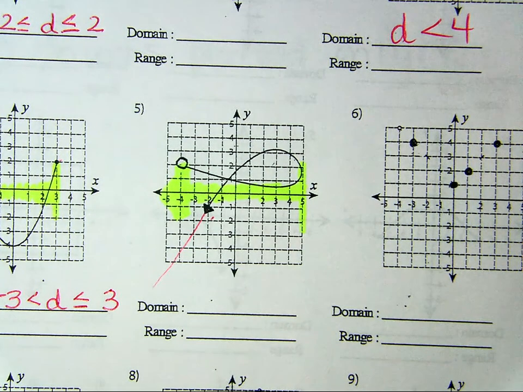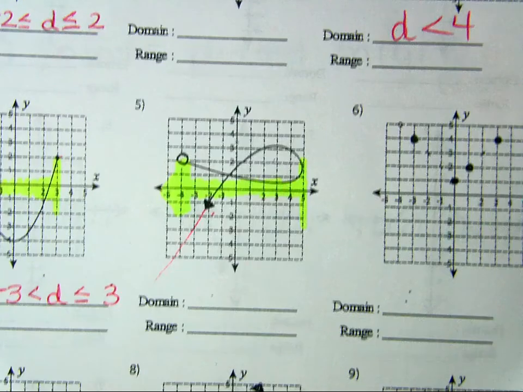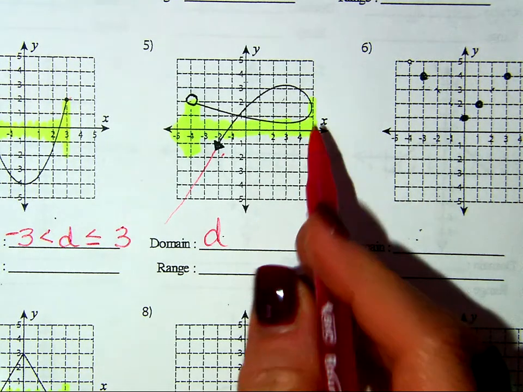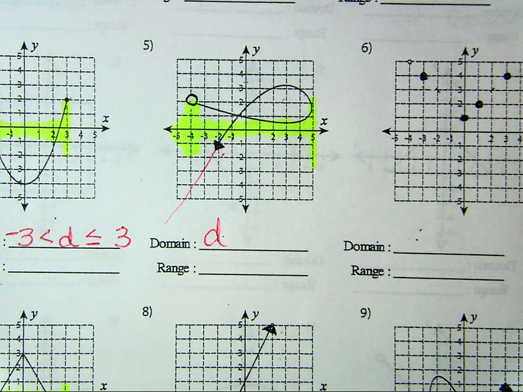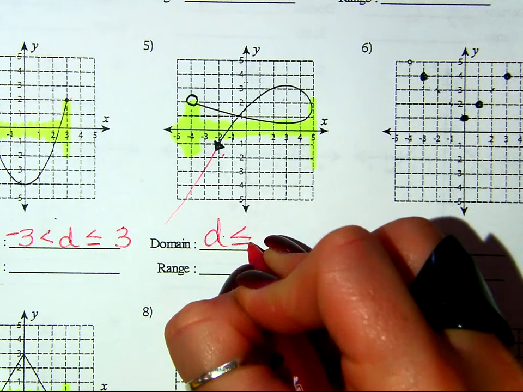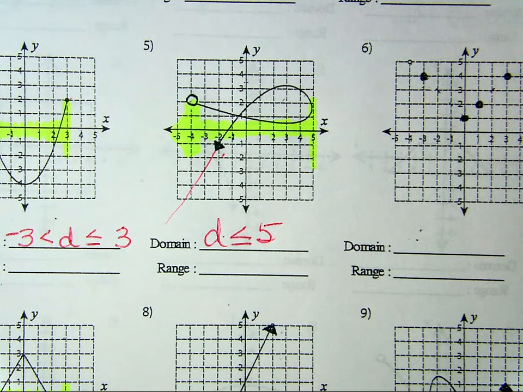So how would I write that? My domain in this case needs to be what? 5. Yep, it can be 5. It can also be 5, so it's less than or equal to 5. You good so far? Okay. 9 is a little tricky. Let's move to 9.